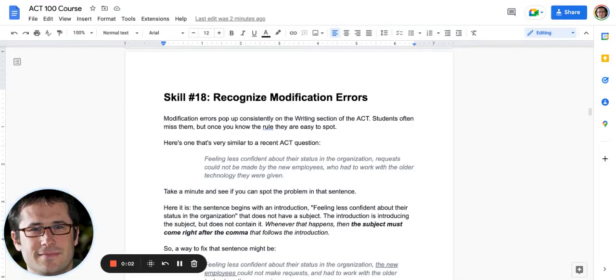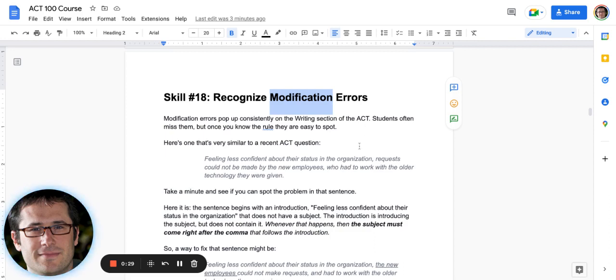So skill 18 is recognizing modification errors. There are 1 to 3 of these types of problems on most ACTs, more like 2 or 3, and they're important. And in the beginning, most students miss them. So it's definitely something to pay attention to and learn. It's pretty simple. Once you learn the rule, you can spot it. But most students just don't know this rule, or don't pay attention to it in the beginning.